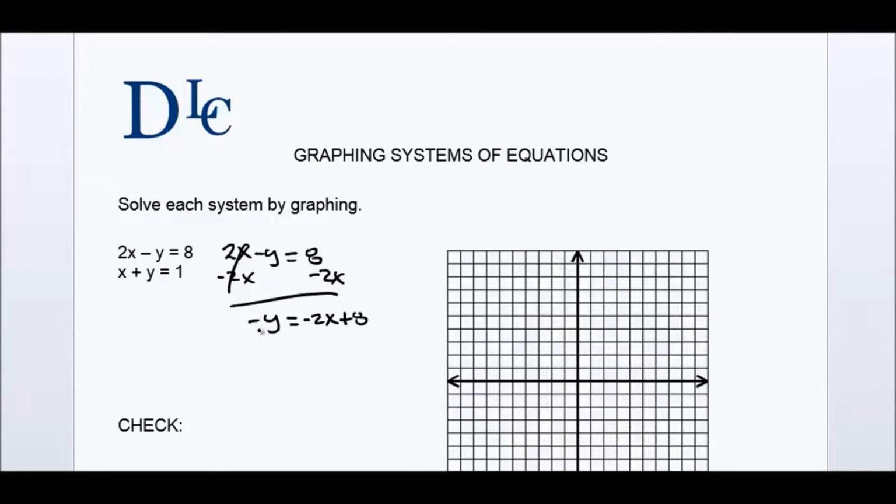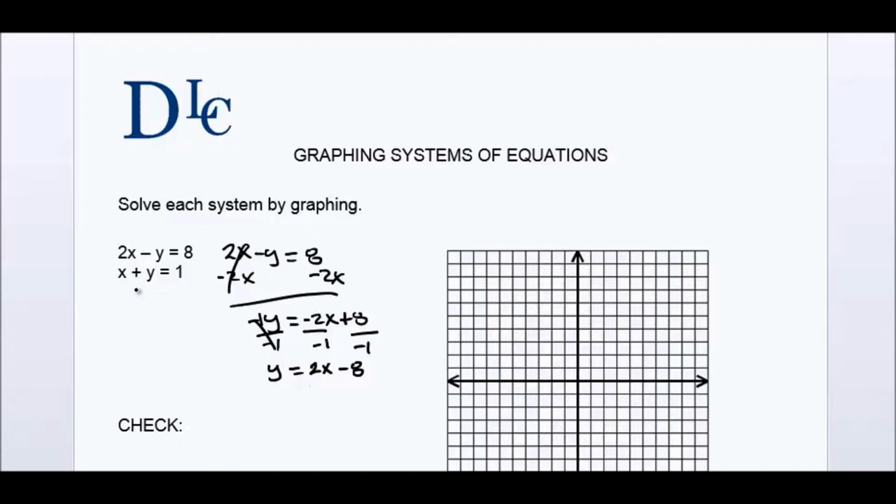Then to get rid of the negative, it's kind of like saying negative 1y. So I'm going to divide everything by negative 1. You could also just change the signs of every term. So y is equal to negative 2 divided by negative 1 is a positive 2, and 8 divided by negative 1 is a negative 8. Okay, so I have one equation.